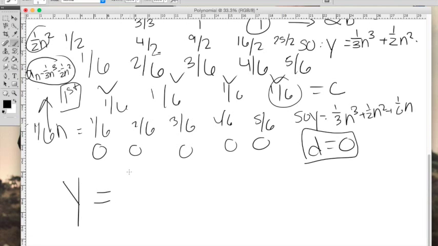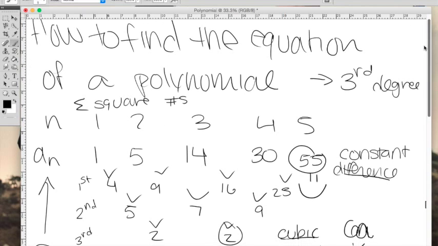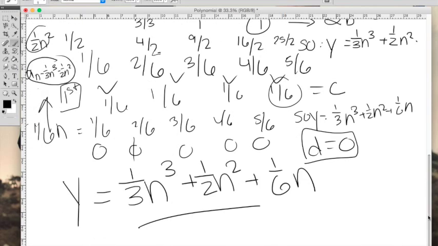So our final equation is y equals 1/3 n cubed plus 1/2 n squared plus 1/6 n. There. And we didn't need a calculator or systems of equations, just about 15 minutes and a whole lot of patience. So yeah.